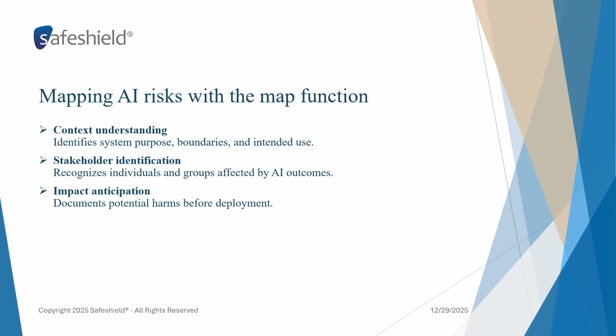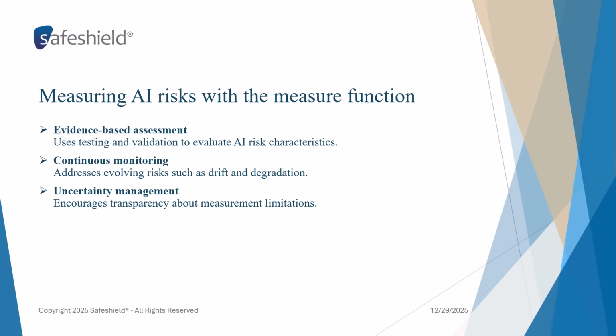Potential impacts are assessed across multiple dimensions, including safety, fairness, privacy, security, and societal effects. Both foreseeable misuse and unintended consequences are considered. The severity and likelihood of harms inform prioritization. The map function does not attempt to quantify risk in detail. Instead, it establishes the qualitative foundation needed for meaningful measurement and management. Incomplete or inaccurate mapping can undermine all subsequent risk management efforts.